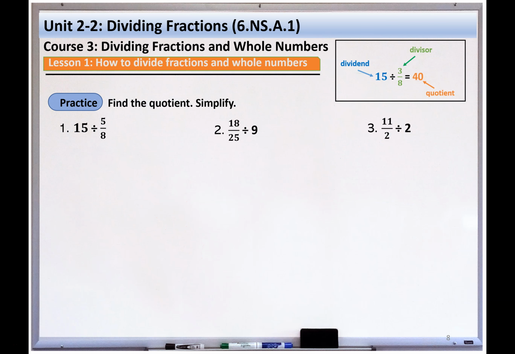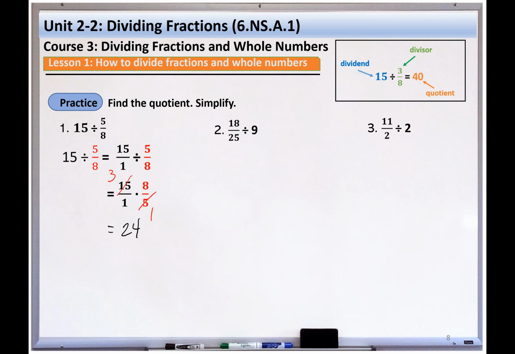So let's find a quotient and simplify. 15 divided by 5/8. I convert 15 to an improper fraction, 15 over 1. Multiply it by the reciprocal of 5/8, which is 8/5. Simplify before I multiply, 24.